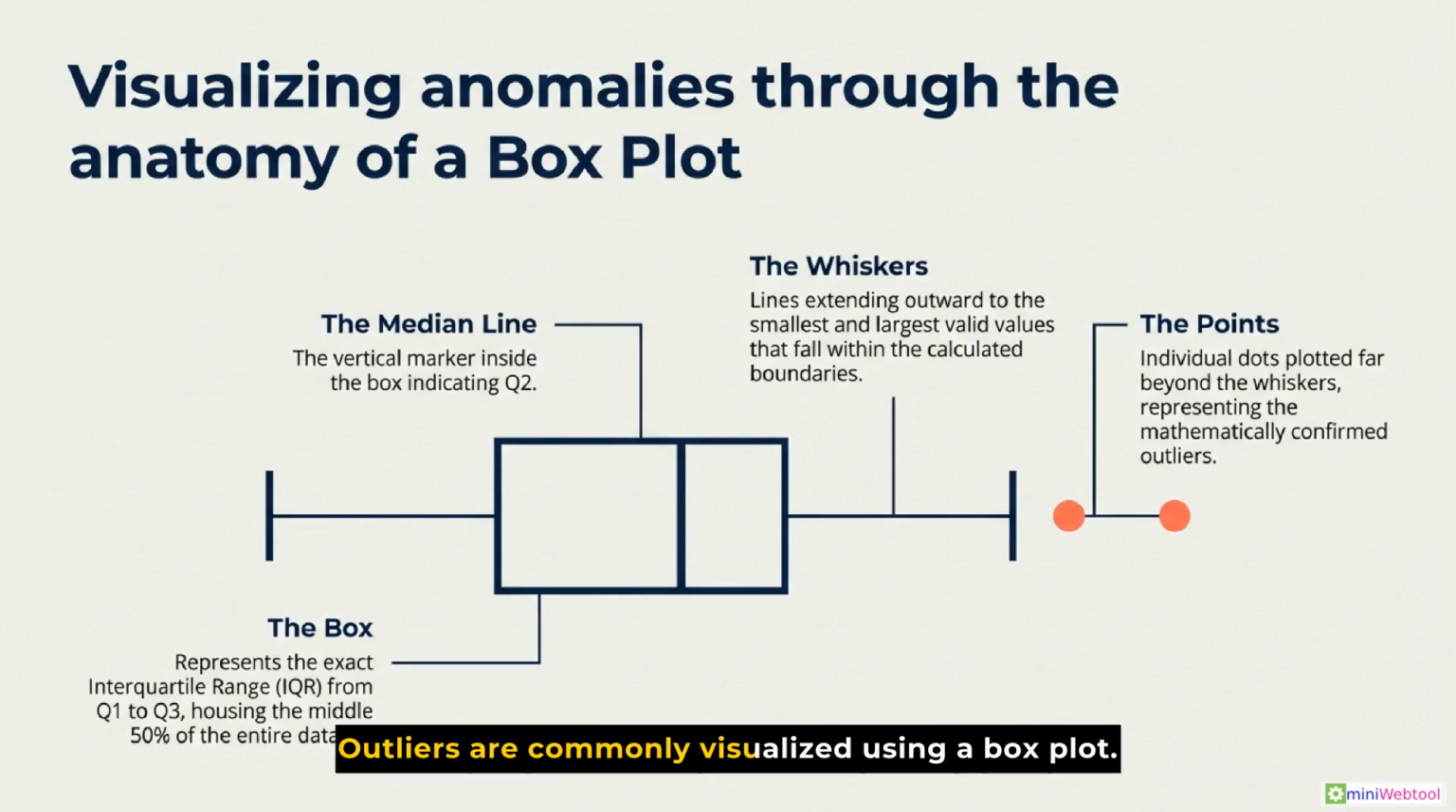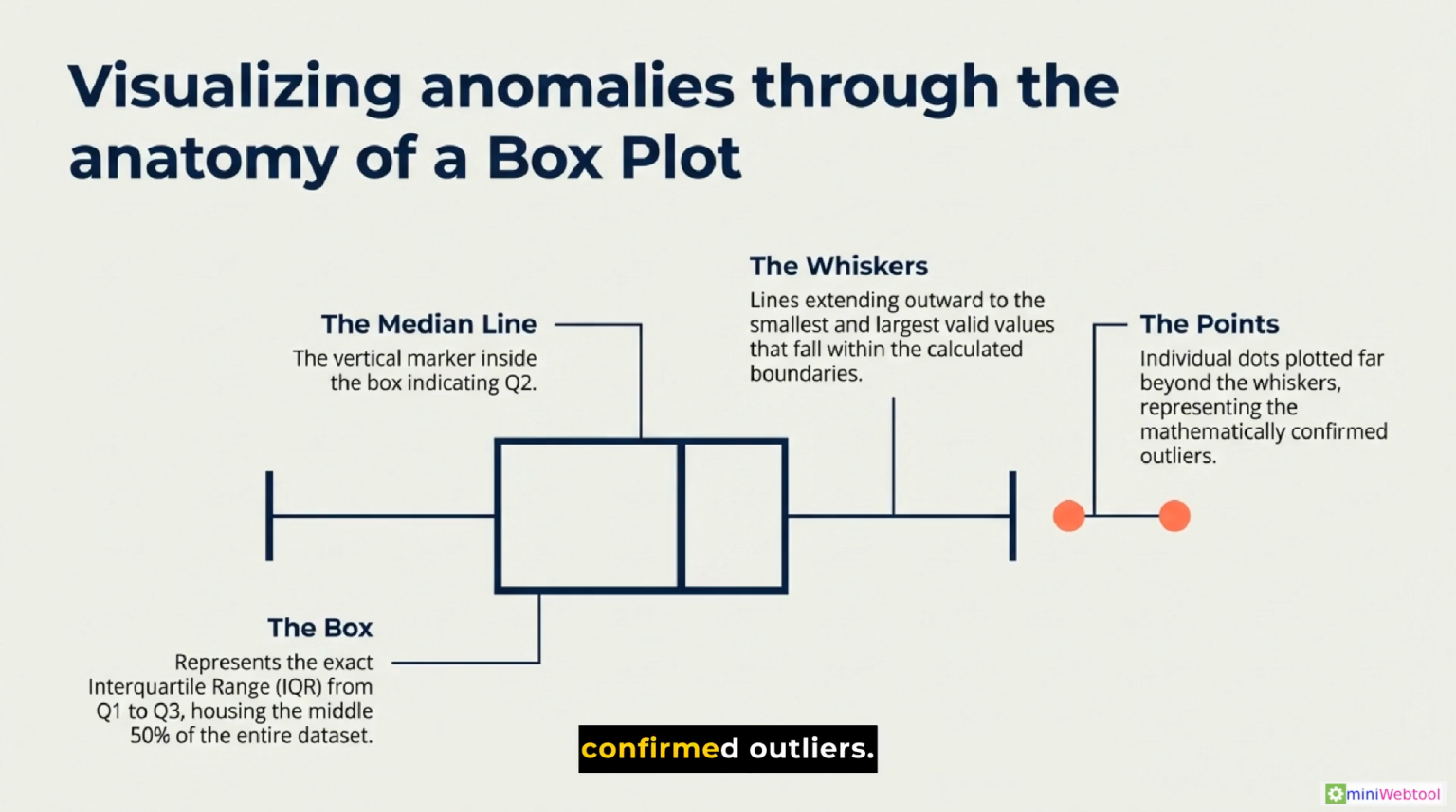Outliers are commonly visualized using a box plot. The box represents the IQR, the median line is Q2, the whiskers cover valid values, and the points outside the whiskers are the mathematically confirmed outliers.